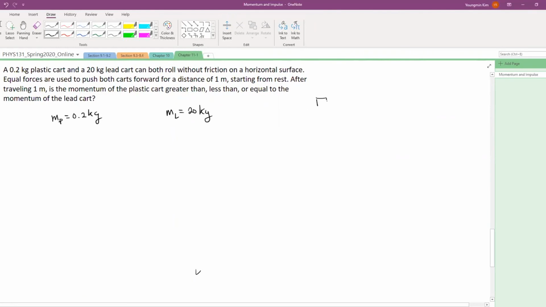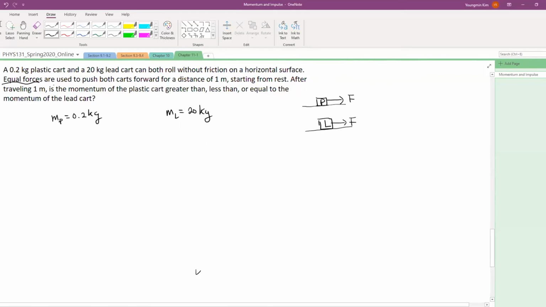So you have one plastic cart, and then you have a cart made out of lead. And they can both roll without friction on a horizontal surface. So they're about to roll. In this situation, equal forces are given. So here, equal forces are given on each cart.